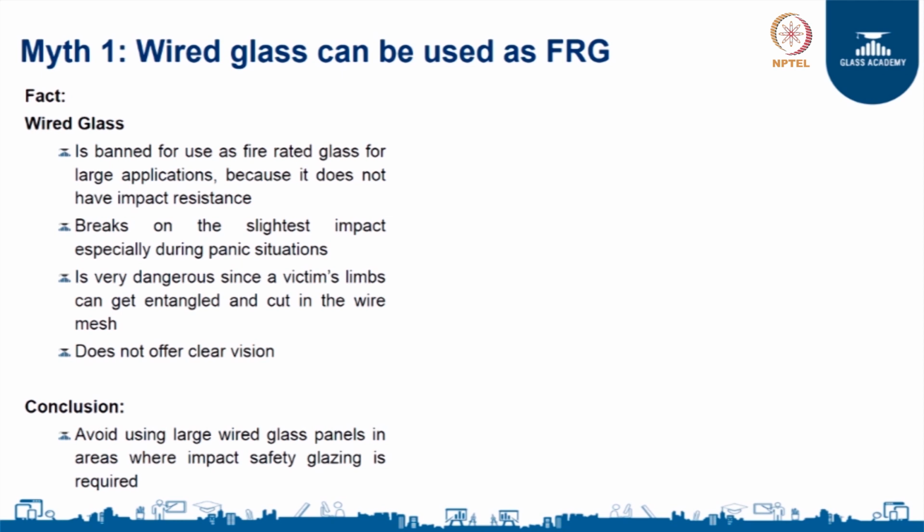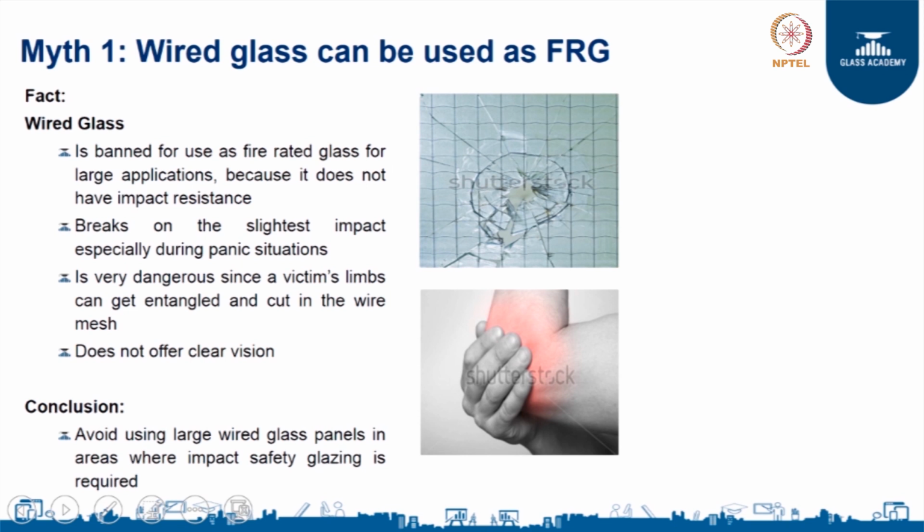As a result, when someone uses a wired glass in a fire rated application, it becomes very dangerous for the people in the vicinity, because as people egress through fire exits, there is a possibility that the victim's limbs can get entangled in the wire mesh, and it can cause a lot of damage and pain. And also, a wired glass does not offer a clear vision. So, I will show you an image of a wired glass for your better understanding.